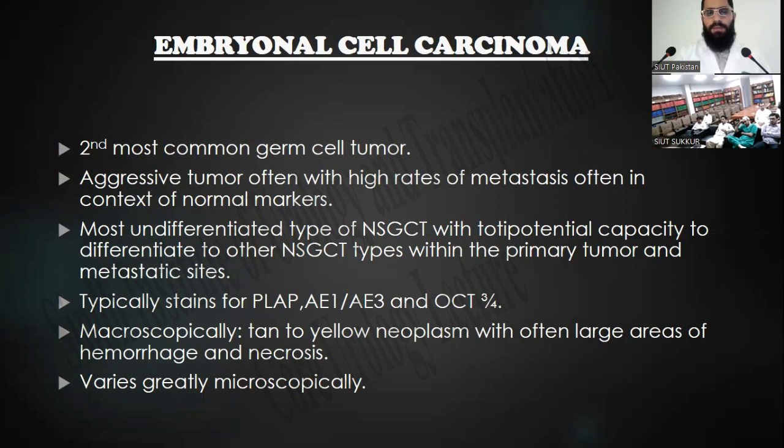These typically stain for placental alkaline phosphatase, AE1, AE3, OCT3 and 4. Macroscopically, they appear as tan to yellow neoplasm with often large areas of hemorrhage and necrosis and greatly vary microscopically.